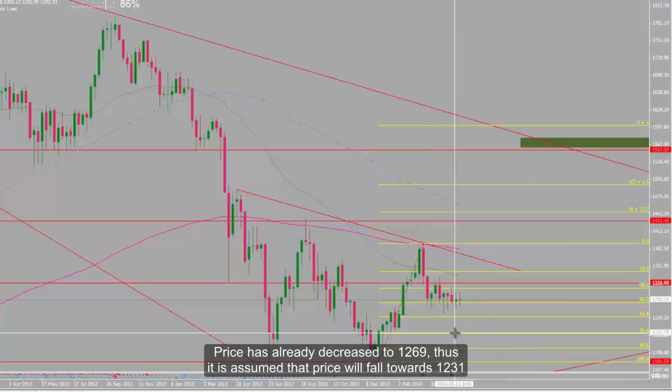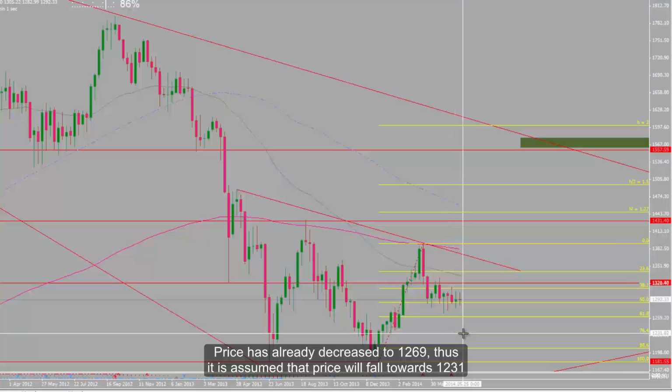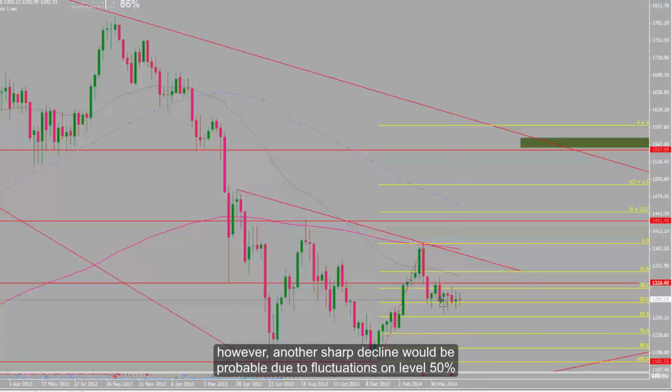Price has already decreased to 1269. Thus, it is assumed that the price will fall towards 1231. Price did not touch the level 61.8%. However, another sharp decline would be probable due to the fluctuations on level 50%.